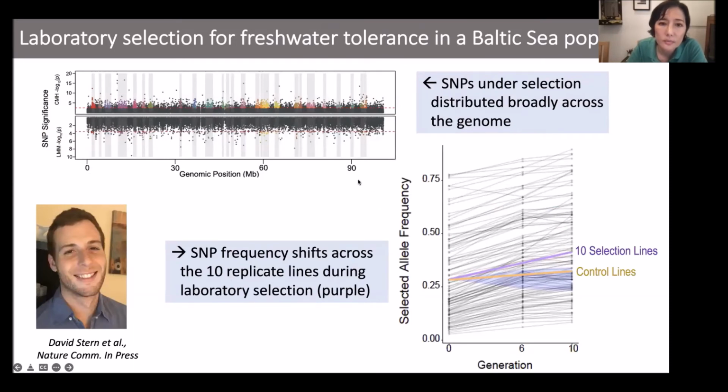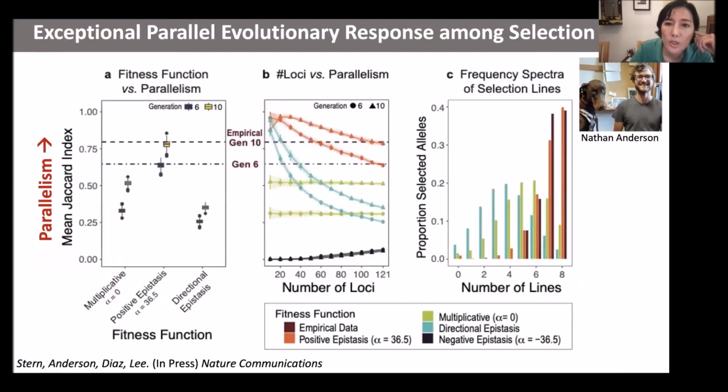And you can see here, this is the result for one of the 4 chromosomes of this copepod. It has 4 chromosomes. And we see that the SNPs that are under selection are distributed broadly across the genome. And these are different haplogroups shown by different colors. And in response to selection, going from saline to freshwater conditions, we see a rapid rise in beneficial alleles in the 10 selection lines, but no significant change in allele frequency in the control lines. And we measured parallelism using several different measures. This is work by Nathan Anderson, who should be in the audience today.